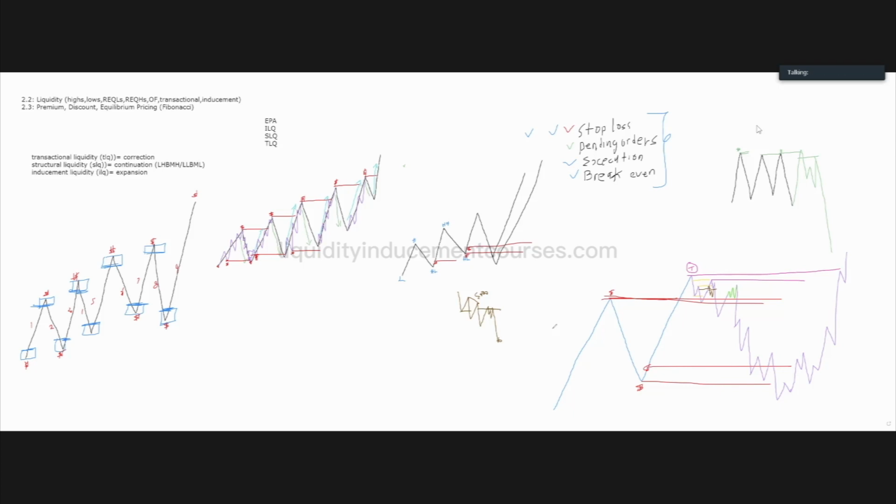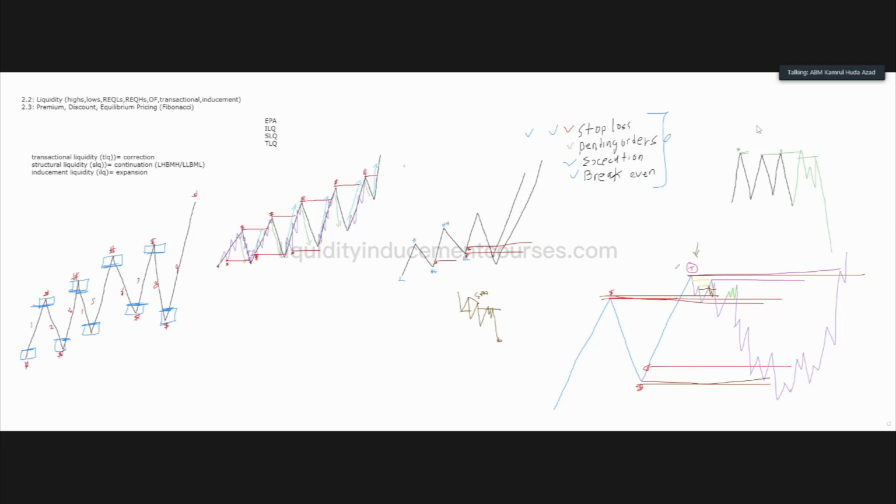Now, be careful with transactional liquidity, because transactional liquidity can also be inducement liquidity. If you look at this, we're looking at here as a next transactional liquidity, but it also turns out to be a fake BOS and inducement too. Can you guys see that? It was a fake BOS and inducement here, but it was seen as transactional liquidity. So be careful about it.